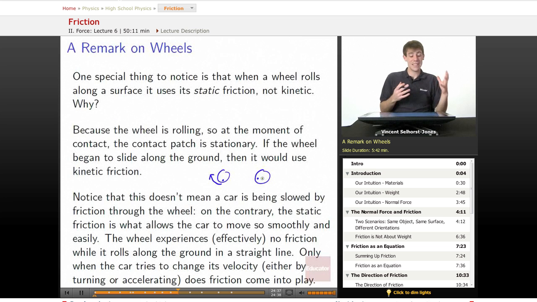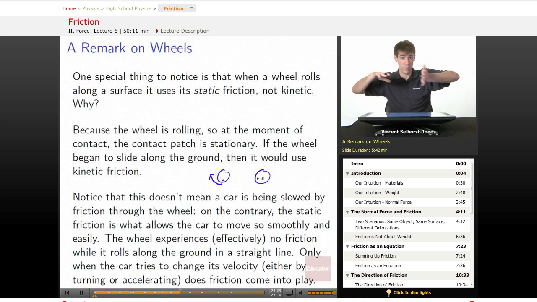So on the contrary, the fact that it's in static friction is what's going to allow the car to move smoothly and experience practically no friction. By having good bearings and good oil, by being able to have a good wheel system, you're going to be able to have almost frictionless motion, and you'll be able to have all of the motion of the car translated easily as if it's running frictionlessly. At least that's what we'd hope. In reality, there's going to be some slight friction because nothing's perfect, but it's going to be pretty darn good. It's going to be way better than if we just had a metal body on the ground that we were shoving along. So the wheel will experience effectively no friction while it rolls along the ground in a straight line.